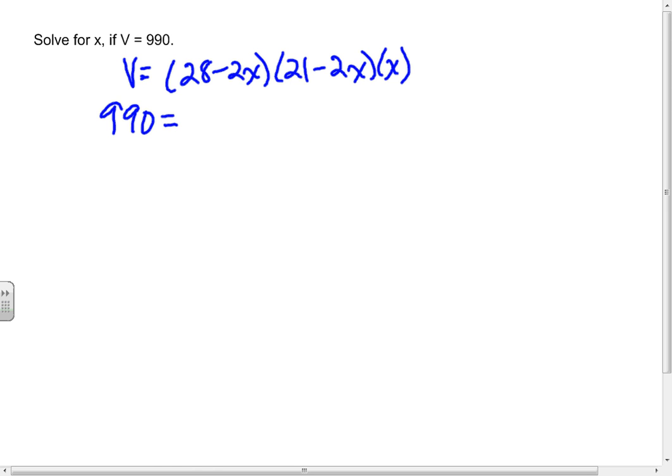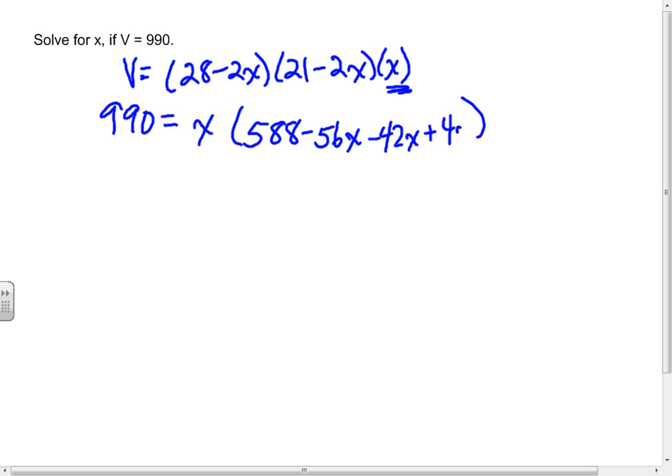So I am going to do my FOIL first and deal with my x later. If you don't mind, just because this is what I'm used to, I'm going to put the x at the front, and I'm going to do FOIL with those nasty numbers. 21 times 28 is 588. Outside is minus 56x. Inside is minus 42x. And last is positive 4x squared. I'm going to multiply all of that by x.